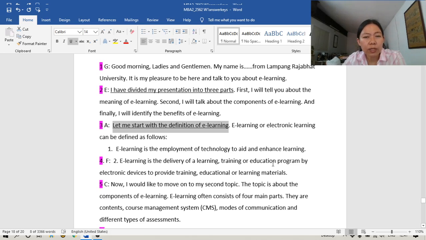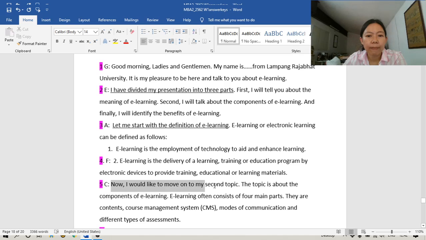So there are 2 definitions of e-learning. First, e-learning is the employment of technology to aid and enhance learning. And next, e-learning is the delivery of a learning, training, or education program. Blah, blah, blah. So next sentences.